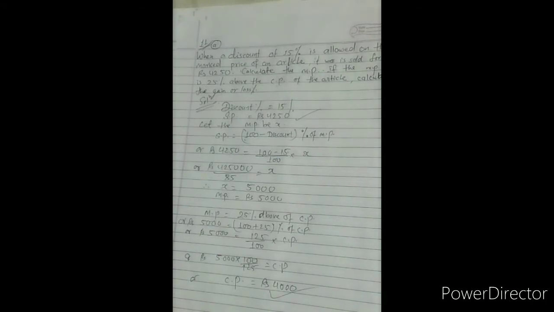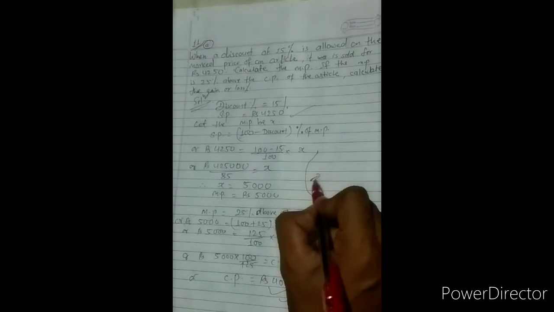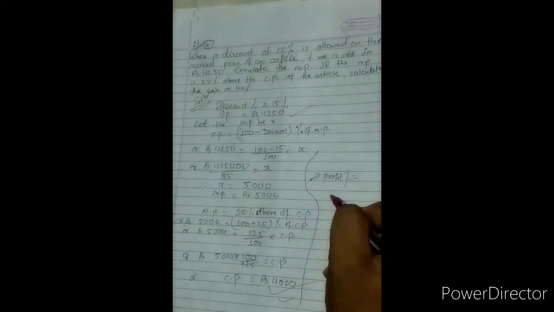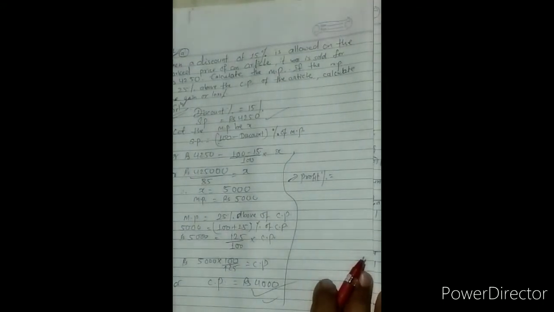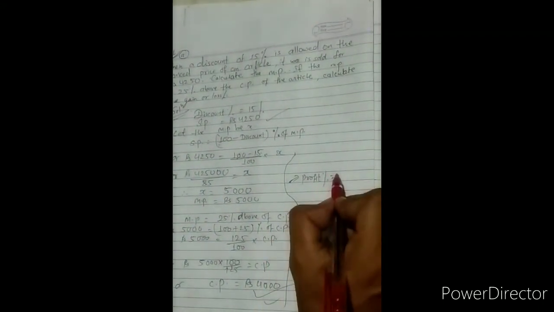Now you can guess whether there is profit or loss. Yes, SP is greater than CP, so what will there be, profit or loss? Profit. So we have to find the gain percent. It means we have to find the profit percent. The formula of profit percent is profit by CP into 100.